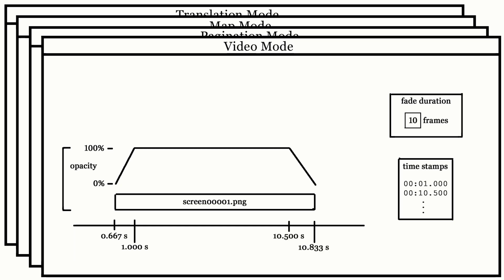Let's say the user sets the fade duration to 10 frames and has given timestamps saying the first screen start is at the 1 second mark and the first screen's end is at the 10.5 second mark. In that case, the first screen should start fading in at 1/3 of a second before the 1 second mark and finish fading in at the 1 second mark, and the first screen should start fading out at the 10.5 second mark and finish fading out 1/3 of a second later.